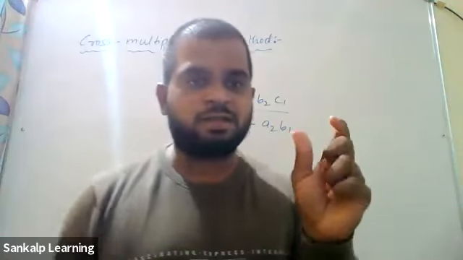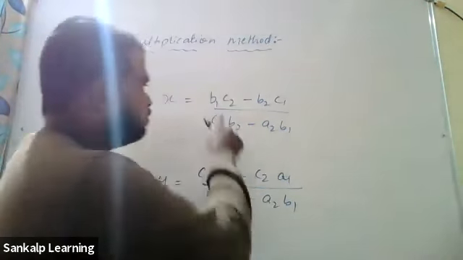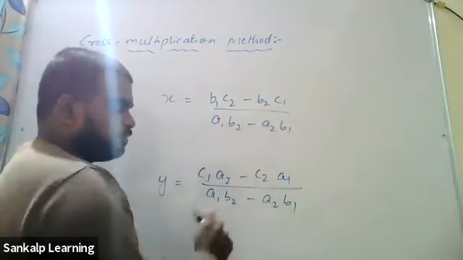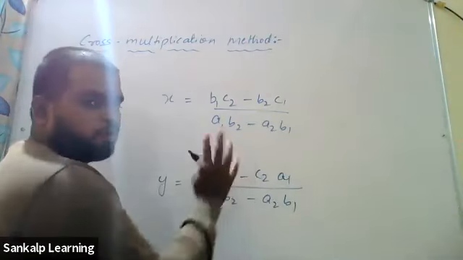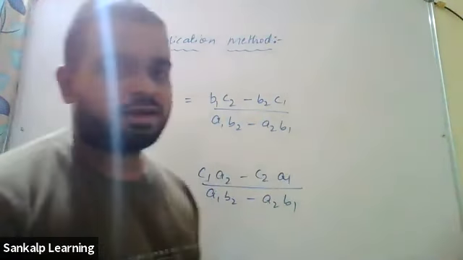To find x, you have to write BC twice, 1 2 and 2 1. The denominator is A1 B2 minus A2 B1. For x and y both it is the same. In case of y it is C1 A2 minus C2 A1. This is one method.